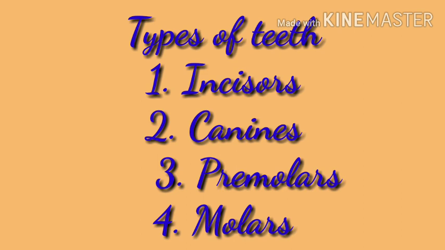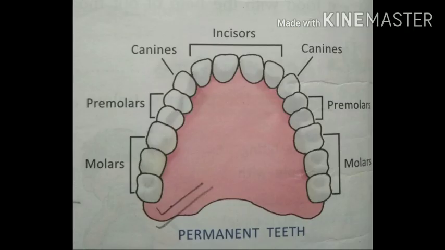Canines are also very sharp and pointed teeth and they are used for tearing the food. Premolars are flat and broad teeth and they are present next to the canines. Now you can see there is a picture of the permanent teeth. These premolars are helpful in crushing and chewing the food. You can eat the food properly with the help of premolars only.